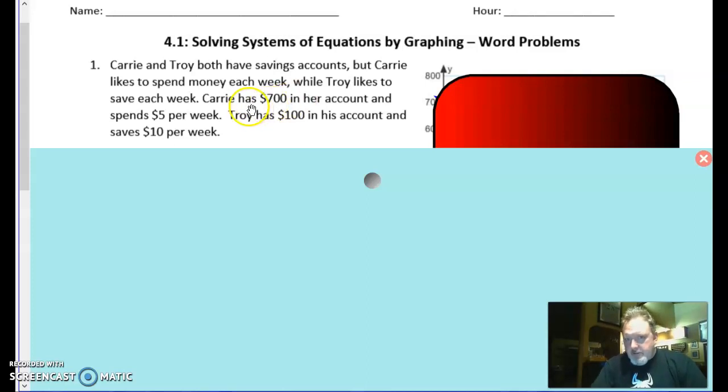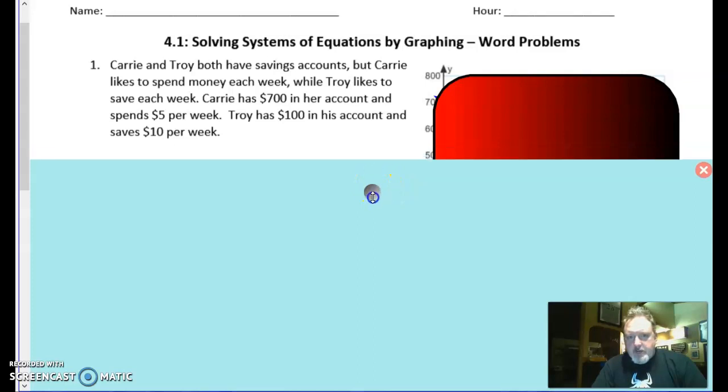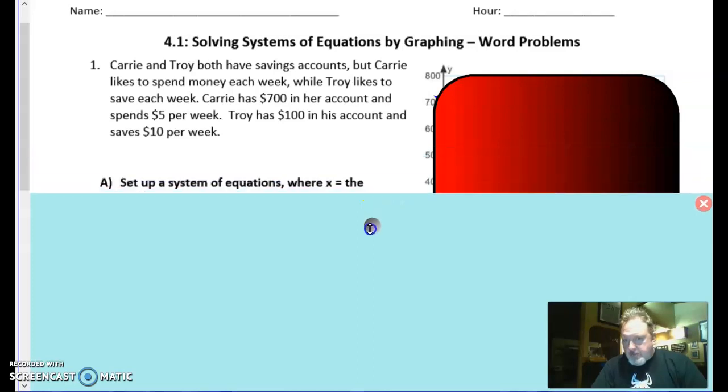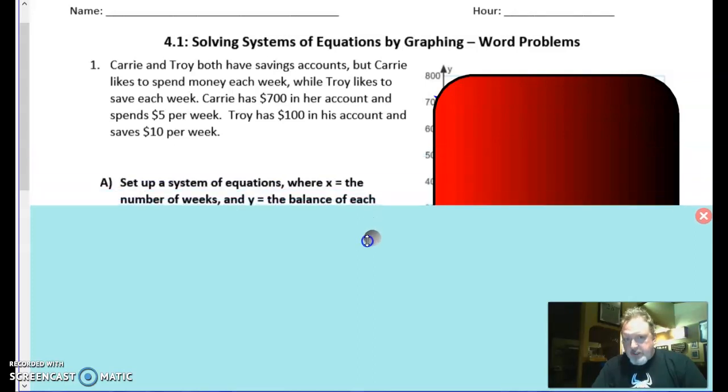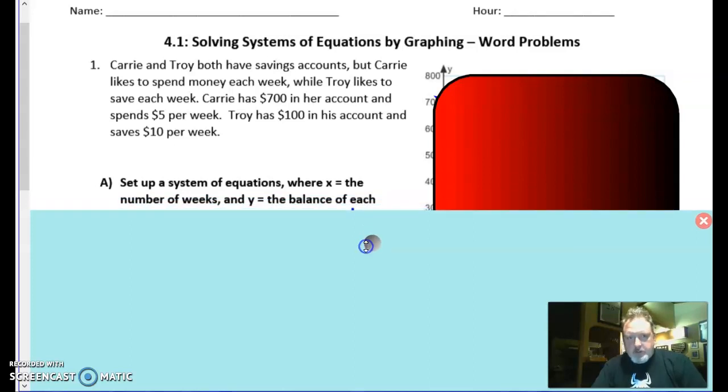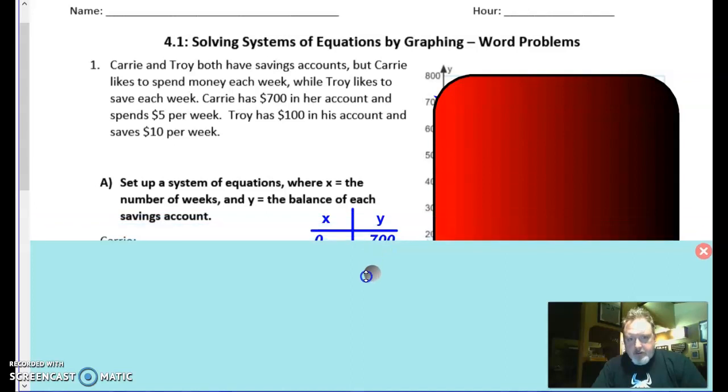So we have a starting amount for Carrie. She started at $700, and she's spending $5 per week. Troy has saved $100, and he's going to add $10 per week. First, they're going to ask us to set up equations where X is the number of weeks and Y is the balance of the account. So we're going to start here with Carrie's account.